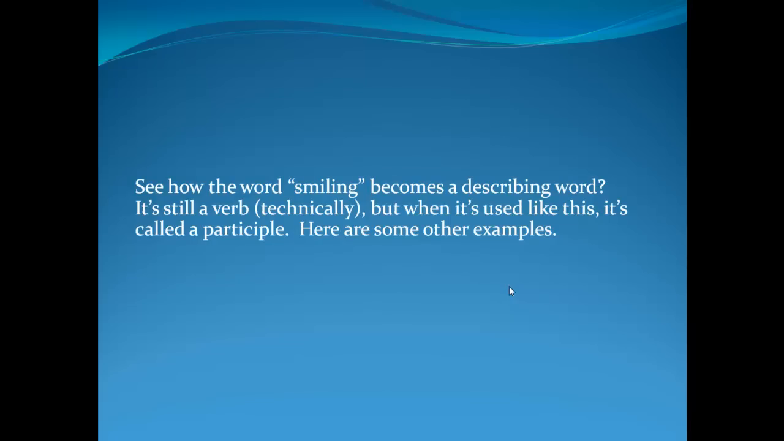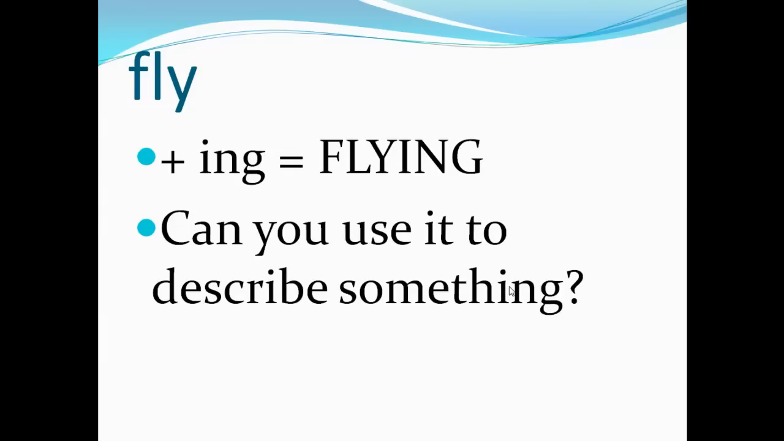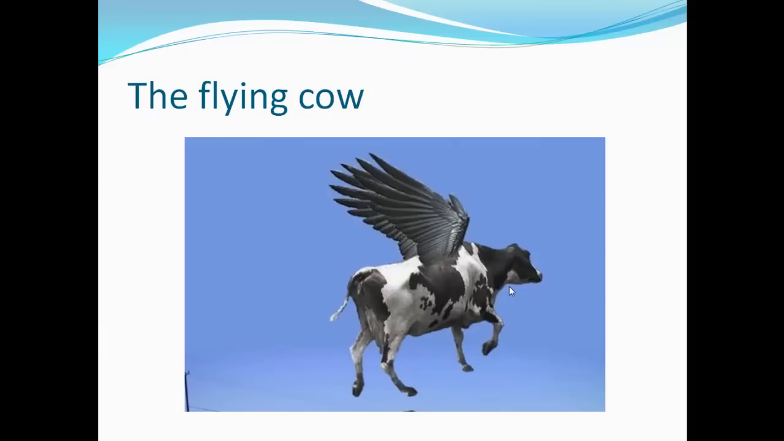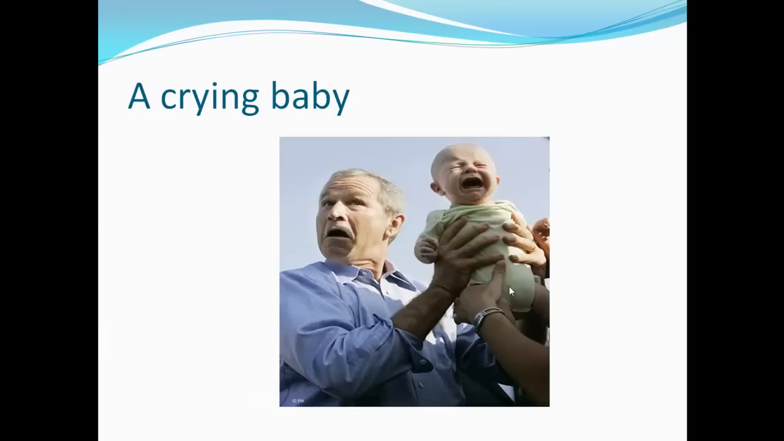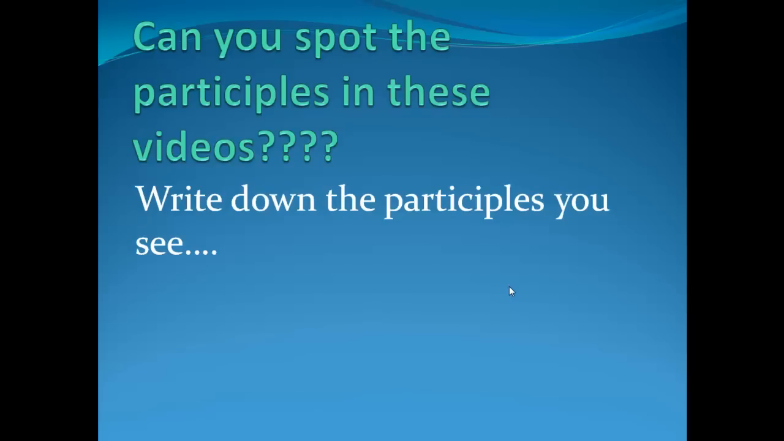Here are some other examples. Fly plus ing gives you flying. We can use that to describe something. The flying cow. There are lots of other examples of participles that you can see. The snarling raccoon. A crying baby. Which one's the baby? I'm not sure.